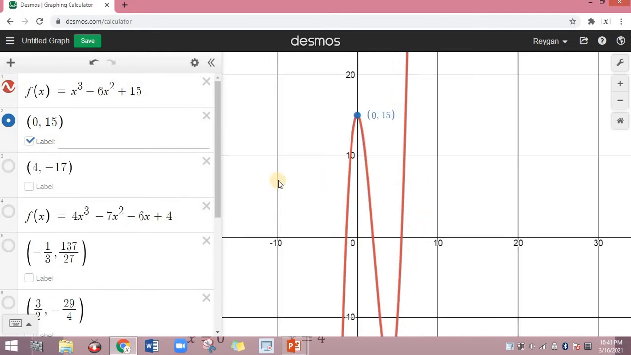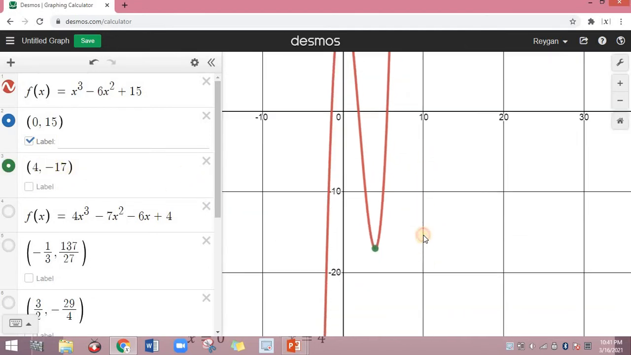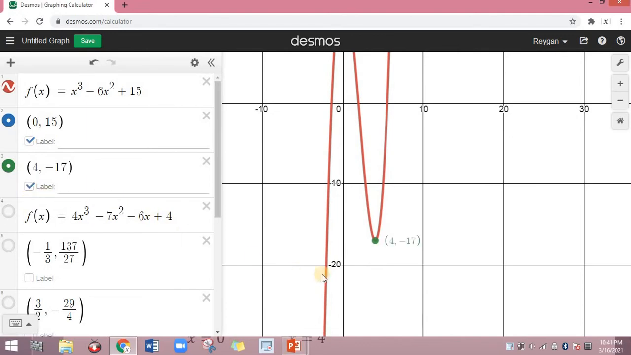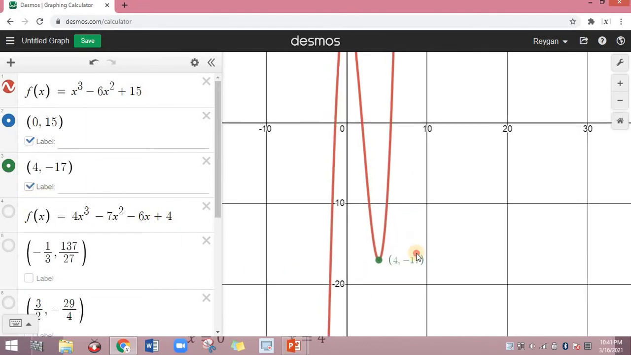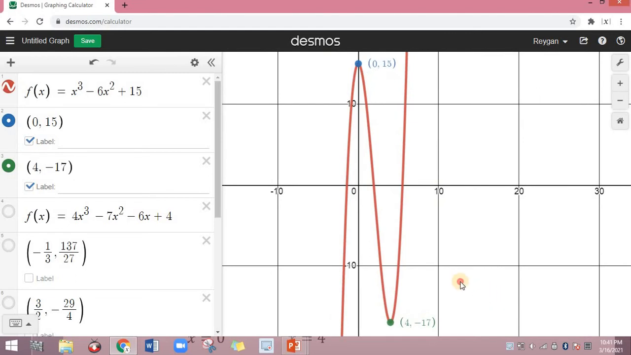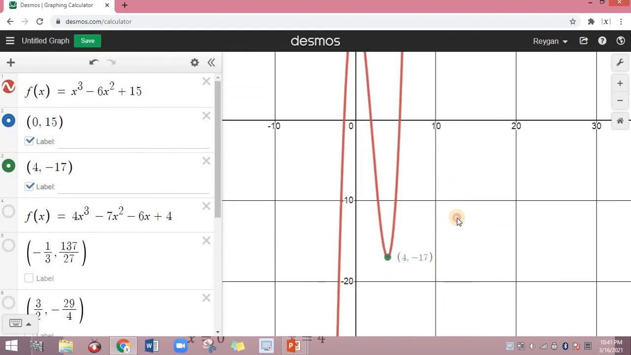Now, since dalawa yung nakuha natin, i-check pa natin yung isa. So, we have 4, negative 17. Lagyan natin ng label. So, we have 4, negative 17. So, ito yung maximum point. Ito naman yung minimum point. And at that point, meron tayong horizontal tangent line. Okay? So, meaning our answer is correct. Now, let's move on.